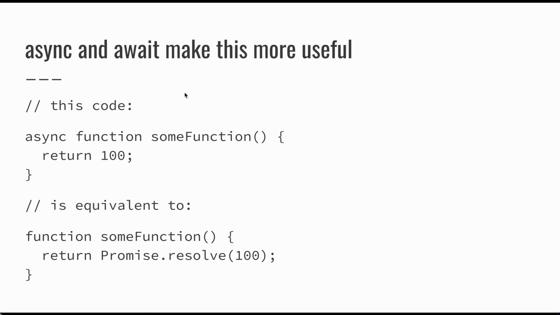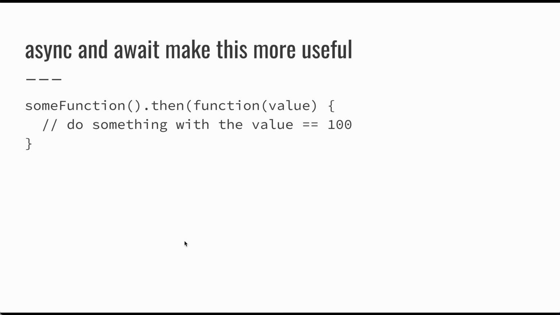So async and await make this a little bit more useful and a little bit more intuitive. Async basically wraps your function with a promise. An async function says, we're going to go do something, and let's wrap that in a function that will resolve it. You can see here, an async function, some function that just returns 100, is basically the same as calling Promise.resolve(100). That's useful because then we can do some of these promise-y things, like use then. So some function then does something with that particular result. You can see how we can start to chain these together in a way that is a little bit more practical and readable.